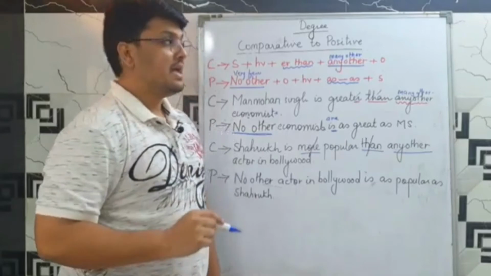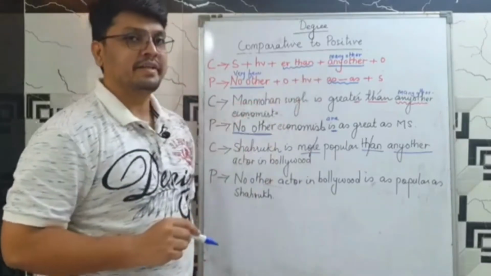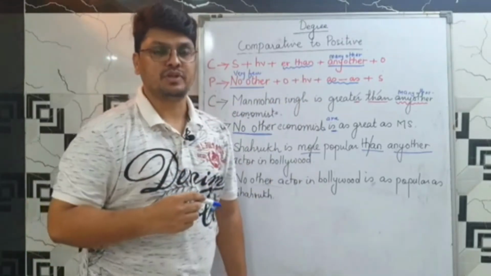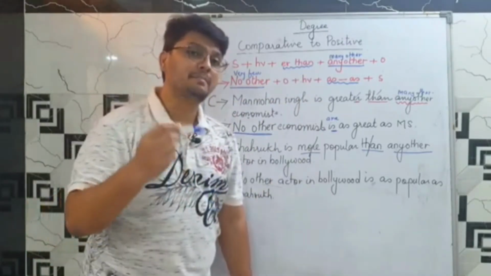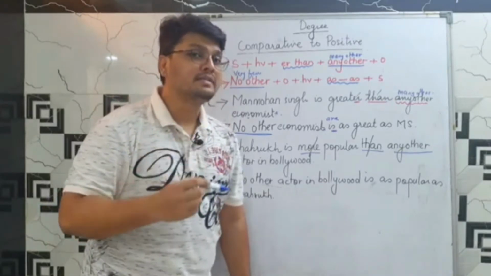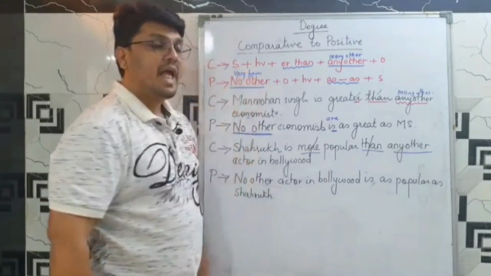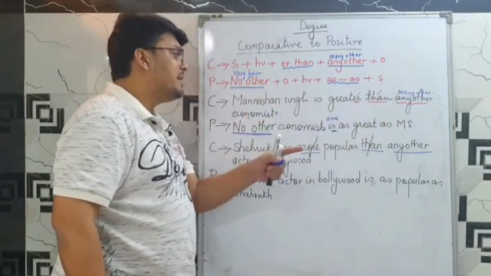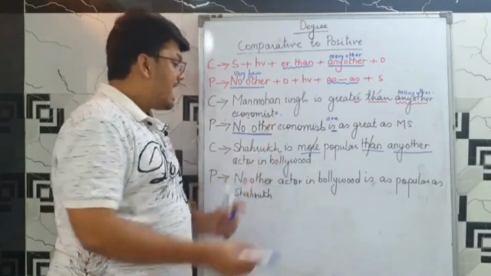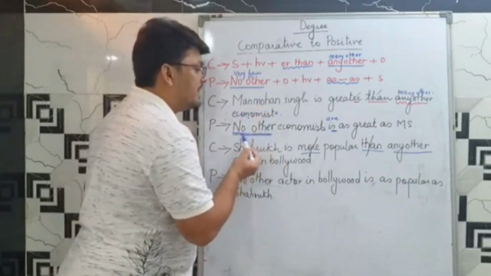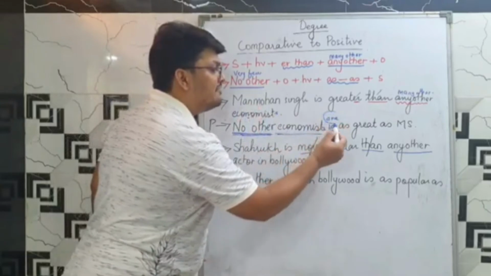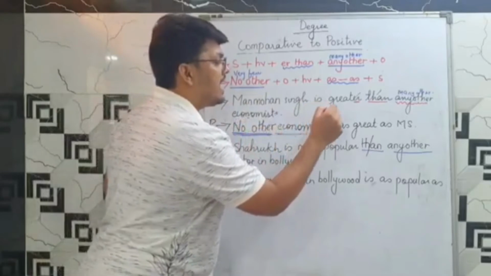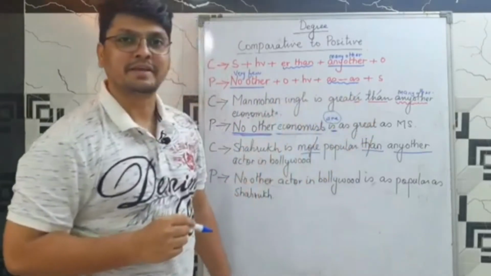Once again I repeat, I taught you about any other. But what if instead of any other, many other comes? If you see many other in comparative degree, begin positive degree with very few. And the noun that comes after many other will be in plural. When you use very few over here, this will be plural, so your helping verb will also become plural. So very few economists are as great as Manmohan Singh.